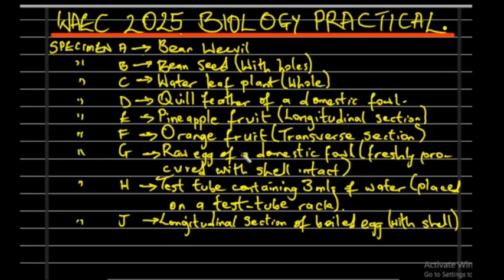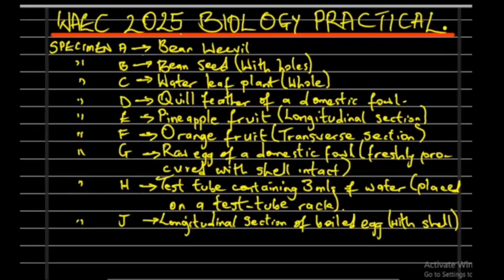Specimen G is the raw egg of a domestic fowl, freshly procured with its shell intact. Then specimen H is the test tube containing 3 ml of water placed on a test tube rack, while specimen J is the longitudinal section of boiled fish, also having its shell intact. So those are the specimens that have been released for WAEC biology practical this year. Quickly, we take a rundown of all the specimens one after the other.